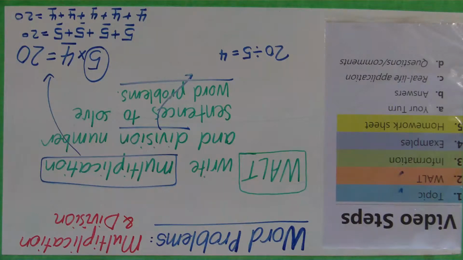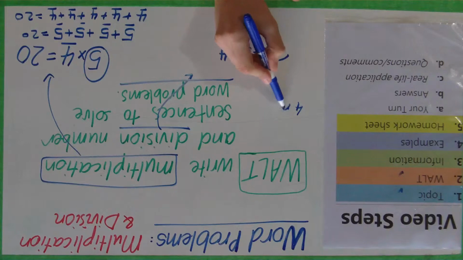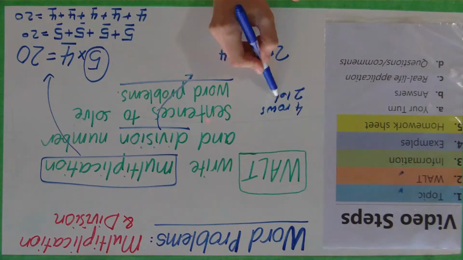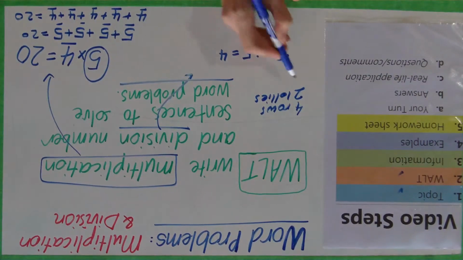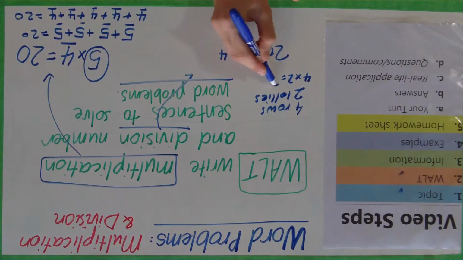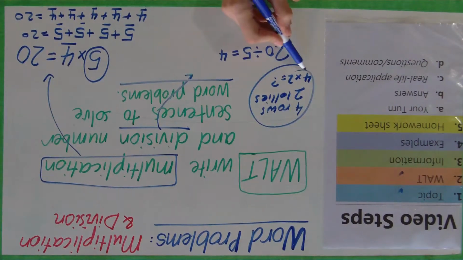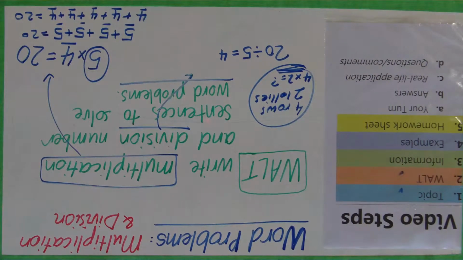An example word problem would be: Sarah had 4 rows with 2 lollies in each row. How many lollies did she have in total? A number sentence that would represent that situation or problem with numbers and symbols would be 2 times 4 equals 8, because there were 4 rows with 2 lollies in each row. So then you would go 4 times 2 equals what? And that would be your number sentence using the word problem.